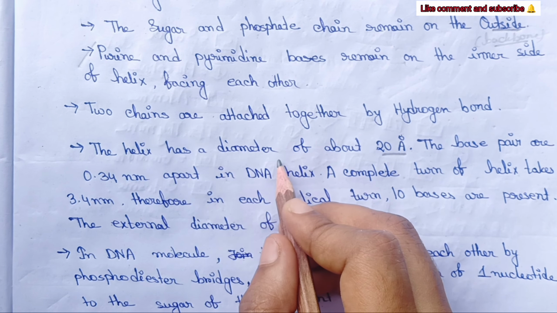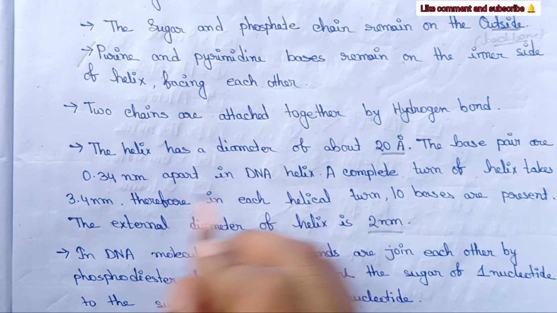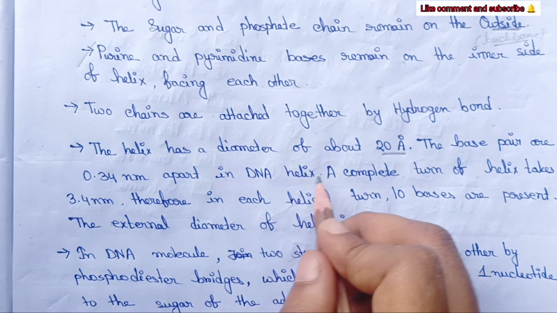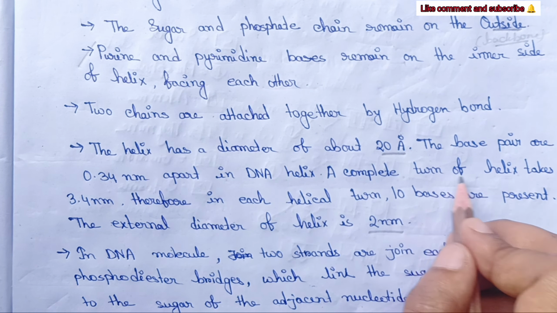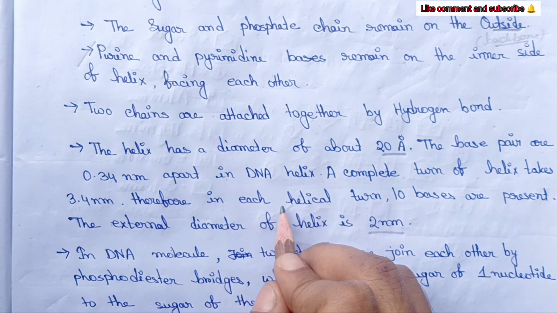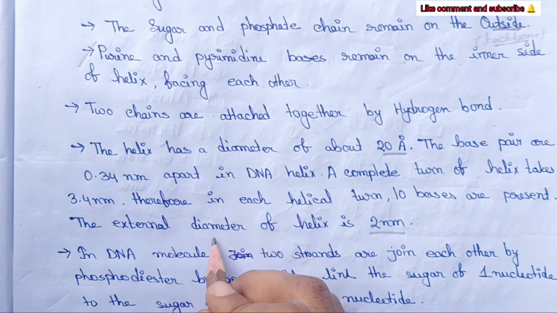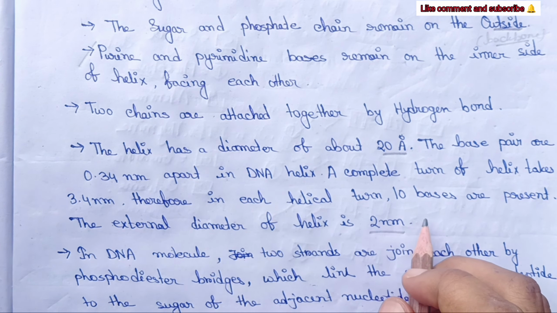The helix has a diameter of about 20 angstrom. The base pairs are 0.34 nanometer apart in the DNA helix. A complete turn of the helix takes 3.4 nanometer. Therefore, in each helical turn, 10 base pairs are present. The external diameter of the helix is 2 nanometer.